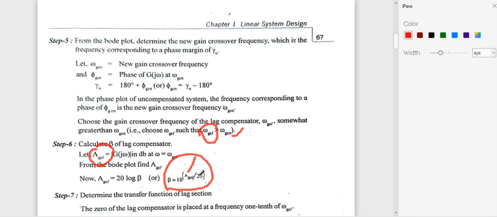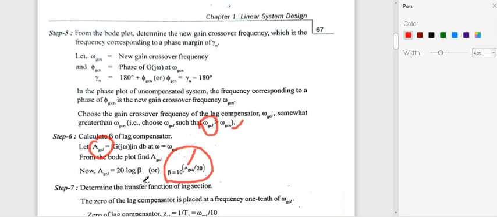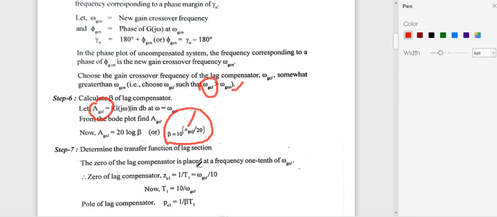So AGCL is equal to 20 log beta, therefore beta is equal to anti-log AGCL by 20, or 10 raised to AGCL by 20. Next we got the value of beta. Next we need to find the time constant T1.